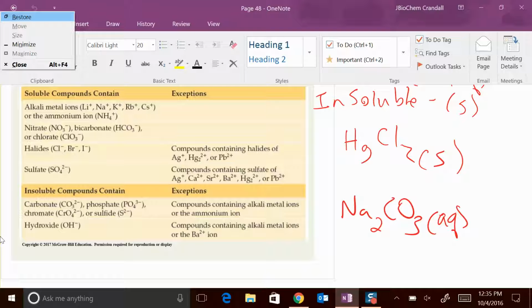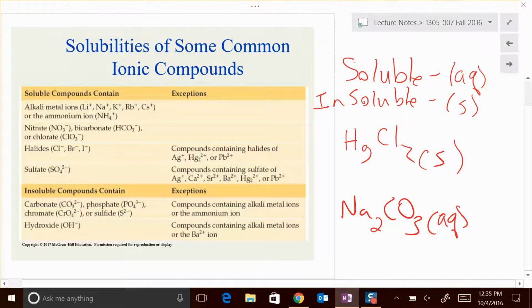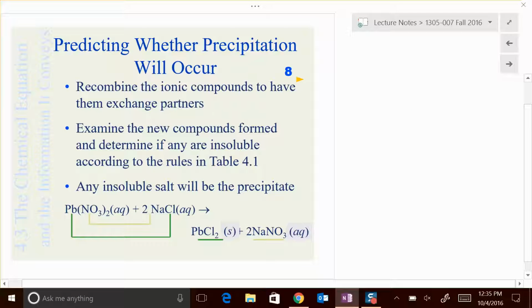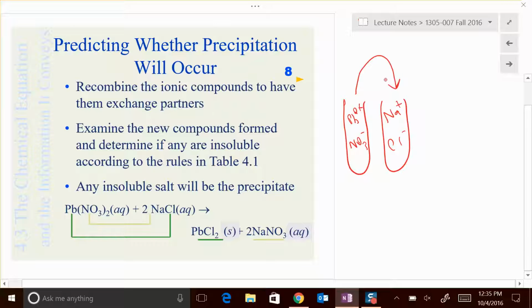All right, so let's further investigate this then. So here we see the way that we would set this up: you'd have the two reactants, lead nitrate plus sodium chloride. Essentially the way this would work is you have two tubes. One of them has the lead 2 plus in it and the NO3 minus. The other one has the sodium plus and the Cl minus. Then you take one tube and put it into the other so that you mix all those ions together.